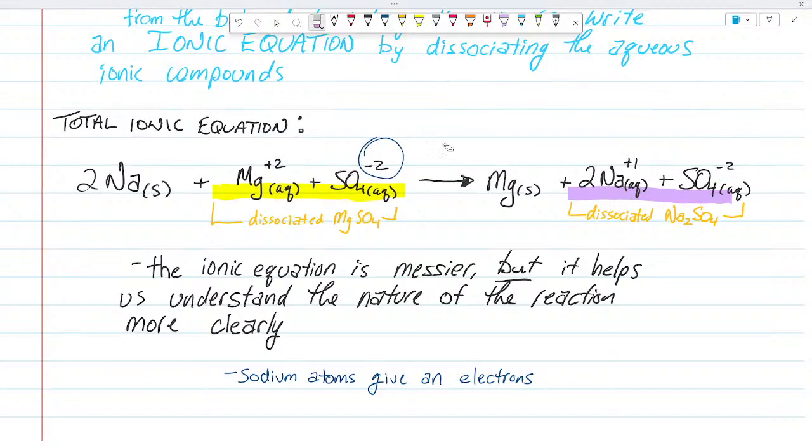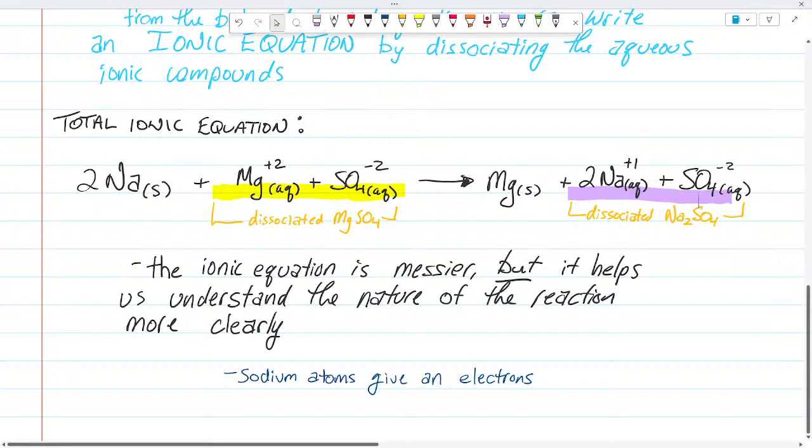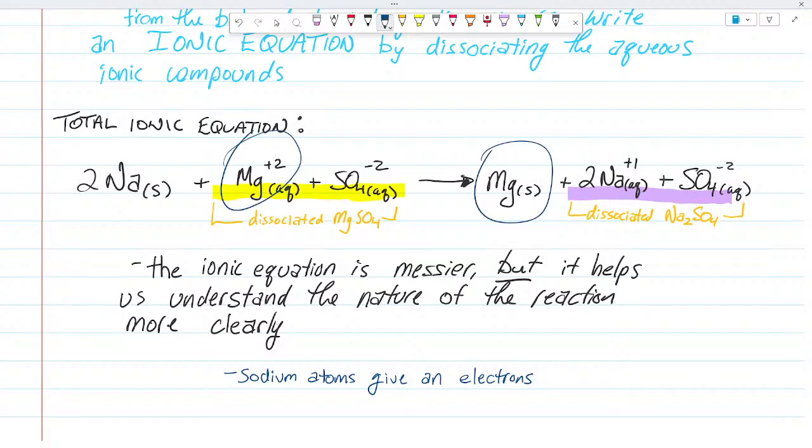Did it get any electrons? Did it give any electrons away? Did sulfate do anything here? No, it's hanging around. What took the electrons from sodium? Magnesium, because it went from having a positive charge to being neutral. Does that make sense? We can't see that from the balanced chemical equation. But when you look at the ionic equation, it becomes crystal clear.